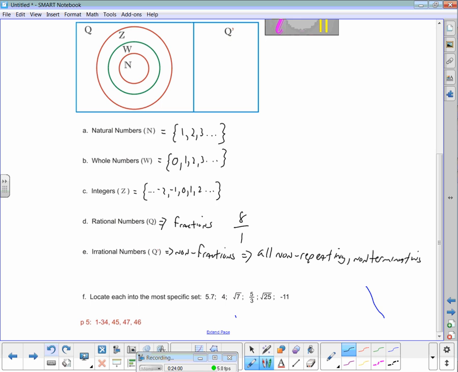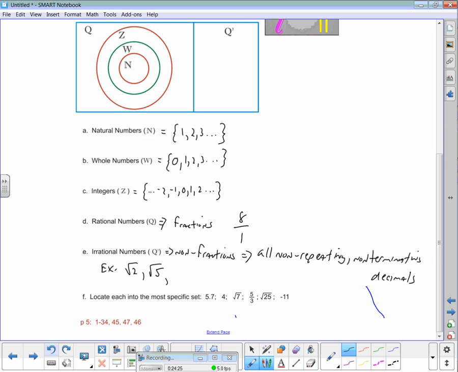Non-repeating, non-terminating decimals. Okay, if it doesn't repeat, if it doesn't terminate, it's irrational. Let me give you a couple examples. A lot of square roots are irrational. Square root of 2. Square root of 5.